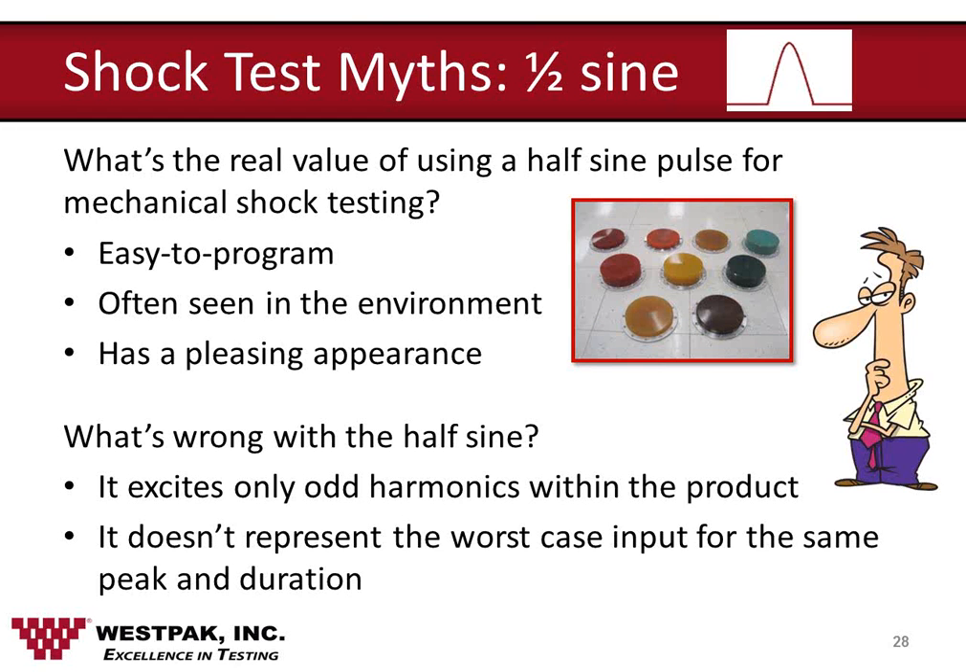But there are some serious problems with the half sine pulse when used for fragility analysis. This pulse excites only the odd harmonics within a product. You saw that the response spectrum from the SRS was kind of scalloped, and if you look at it and do the math, you'll see that those are the odd harmonics within a product that are causing the excitation. So it doesn't really represent the maximum response of a product to a given peak duration and amplitude of a pulse. In addition, it doesn't represent the worst amplitude case for the same peak and duration of an input. So it has some serious drawbacks.